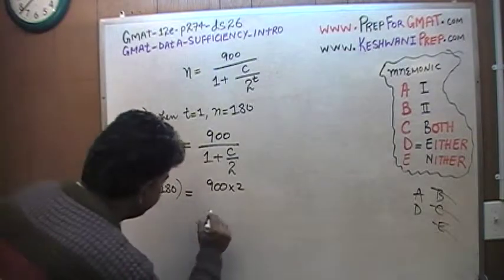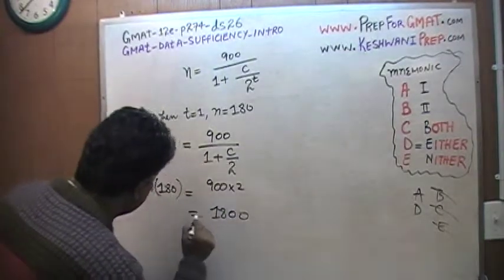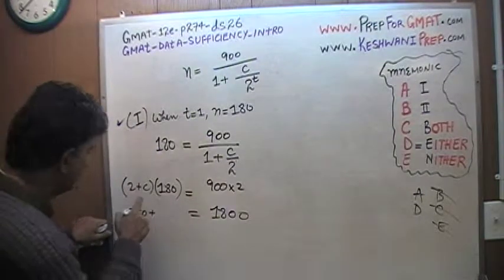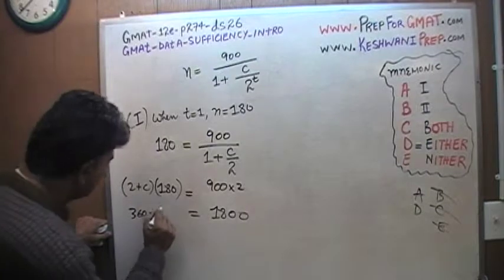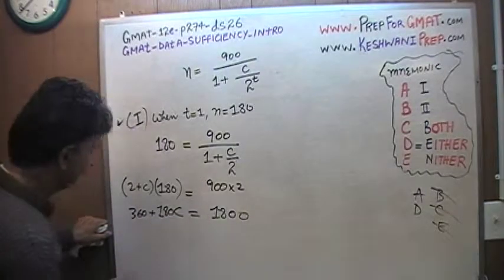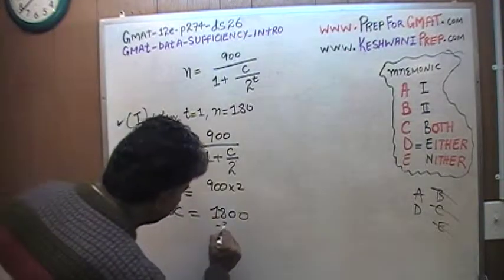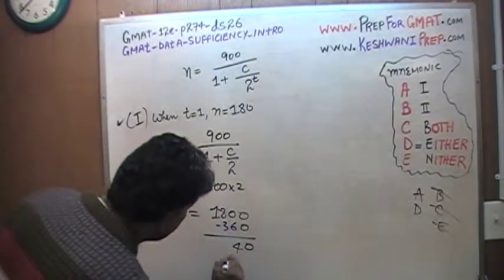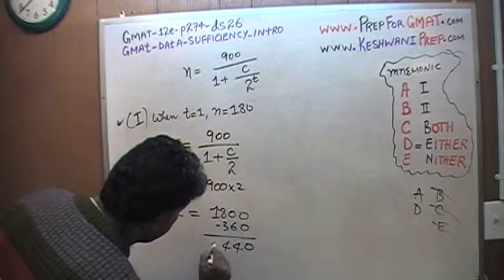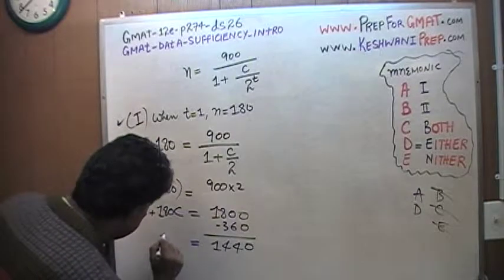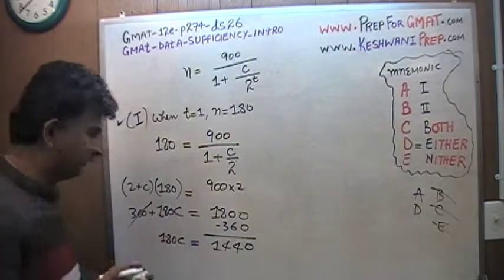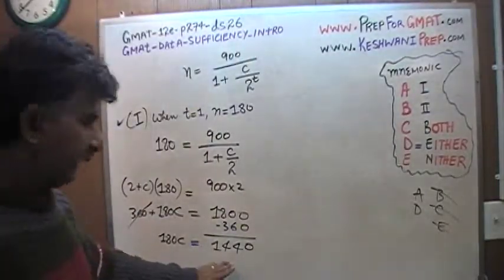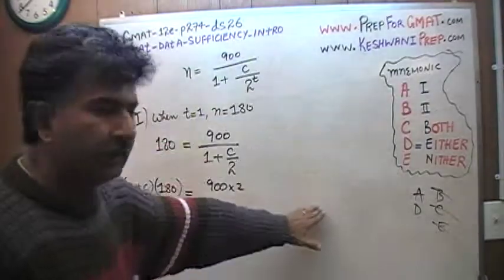900 times 2 is 1800, and that gives me 180 times 2 is 360, plus 180C. Let's subtract 360 from both sides. 180C equals this.